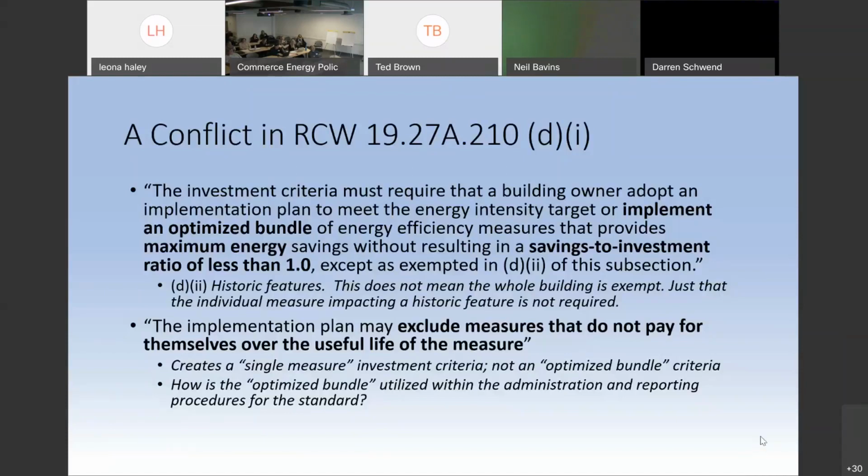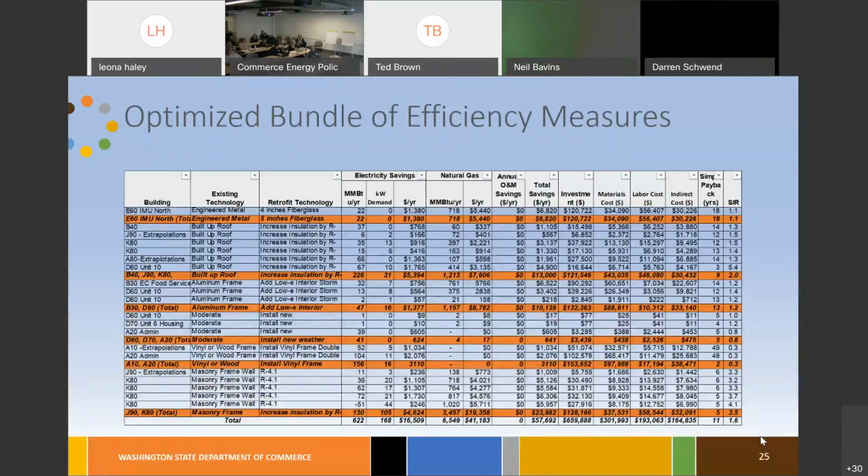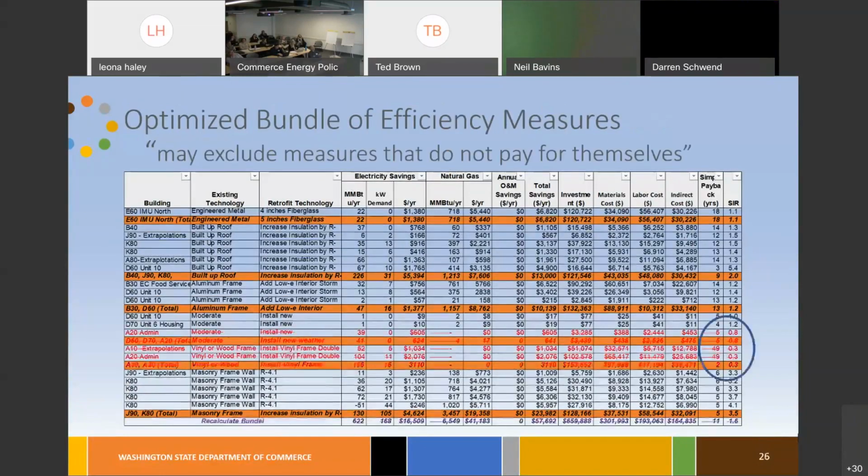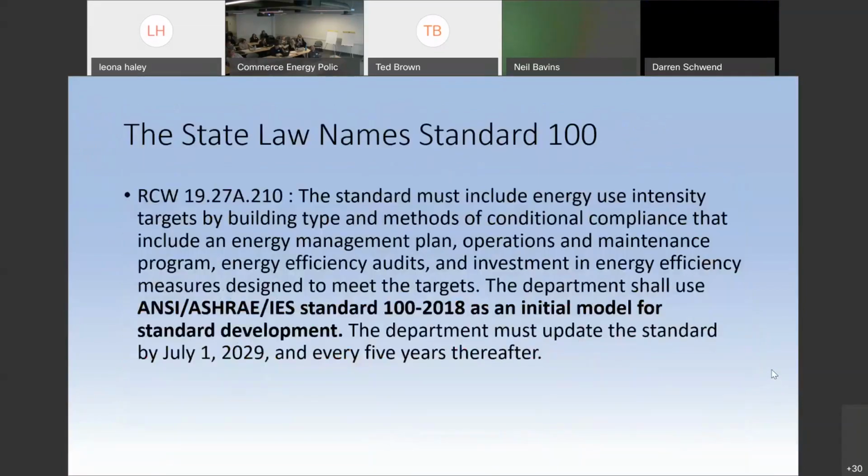And so the difference there is you build up your list of measures. You've got a whole bunch of different measures that deliver different values of savings to investment ratios. All combined, it's 1.6. So you could even leverage more of these energy savings to get deeper energy efficiency reductions and still do it in a cost-effective manner. But that section of the law essentially allows any individual measure that is less than 1 to be redlined and removed from the bill, or removed from the optimized bundle of measures. So that is just something to be aware of, that is written into the law.